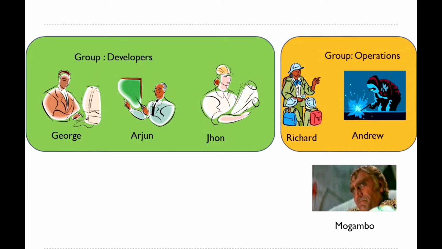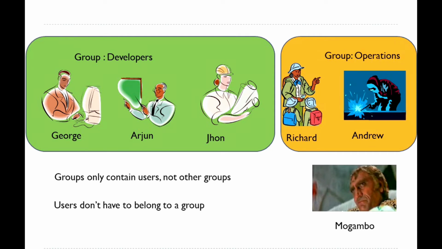Now, groups can only contain users, not other groups. This is something very important to understand. Groups only contain users. Now, some users don't have to belong to a group. For example, Mo Gambo right here is alone, he does not correspond to any group. That is not best practice, but it is something you can do in AWS.